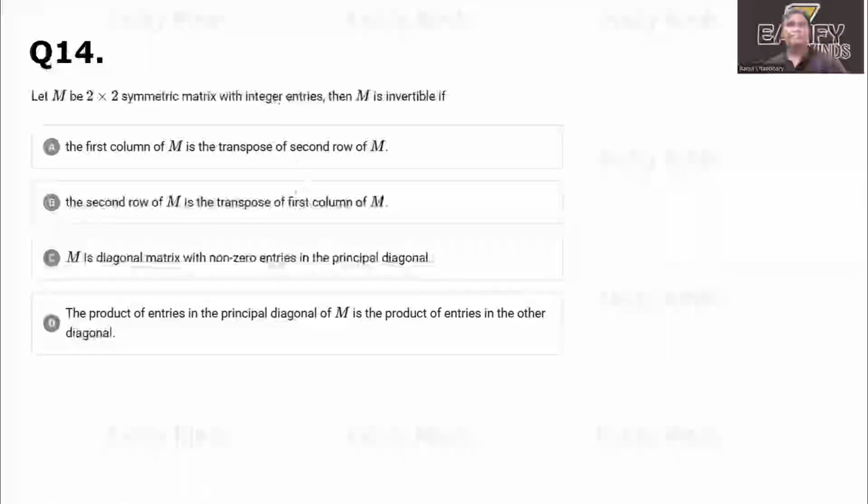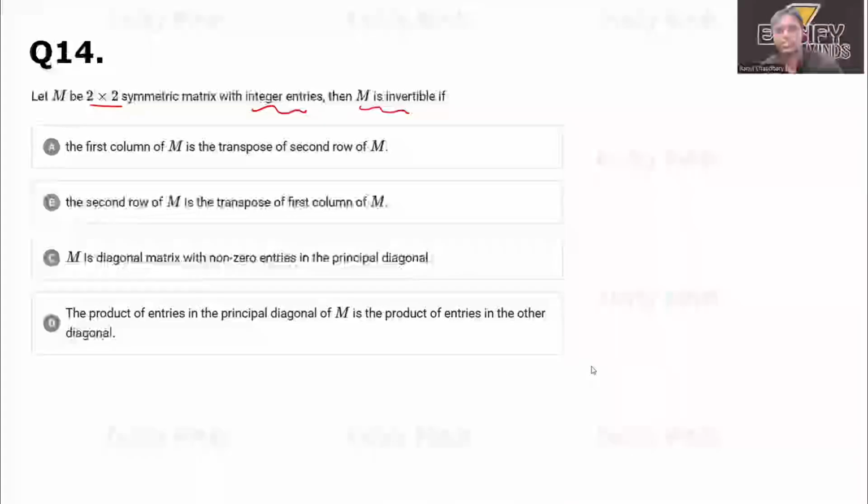14th. M is a symmetric matrix of 2 into 2 with integer entries. Then M is invertible if, four options are given. First, the first column of M is the transpose of the second row of M, and the second row of M is the transpose of the first column of M. Another: M is a diagonal matrix with zero and non-zero entries in the principal diagonal, and the product of entries in the principal diagonal of M is the product of entries in the other diagonal. So very confusing options. Let's see how the answer is C.